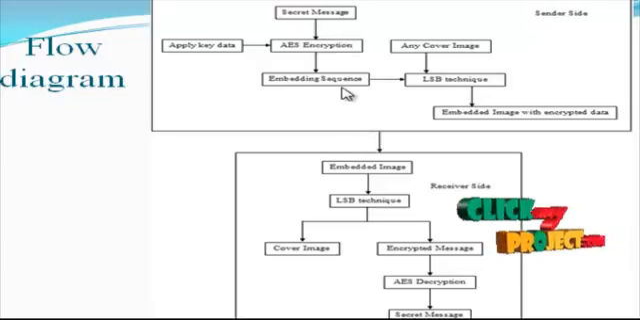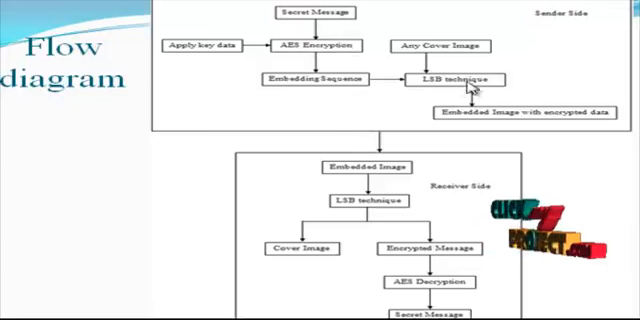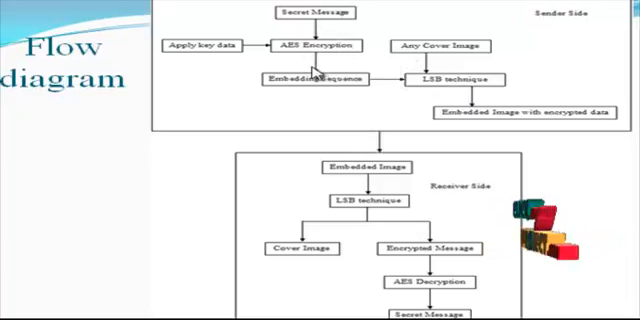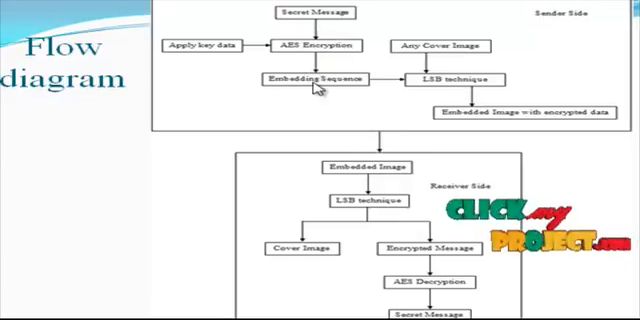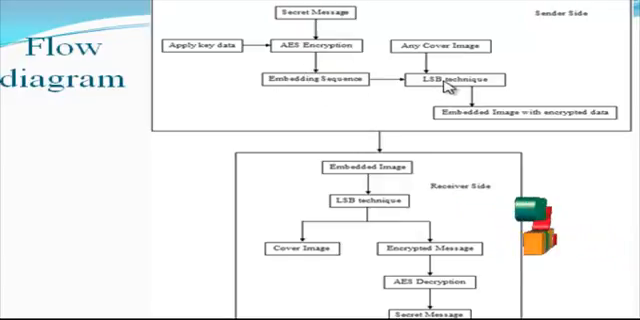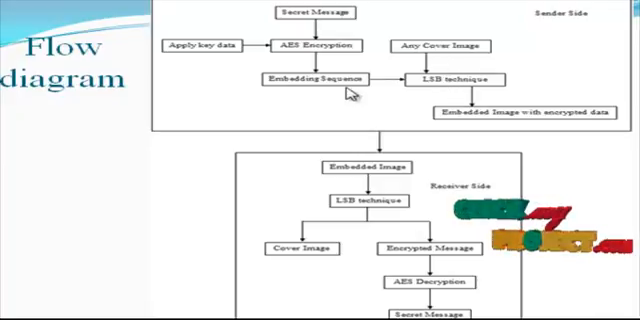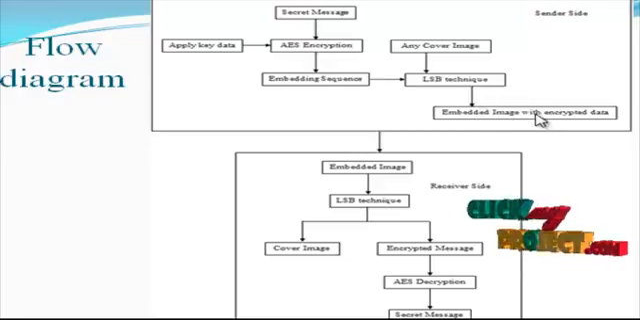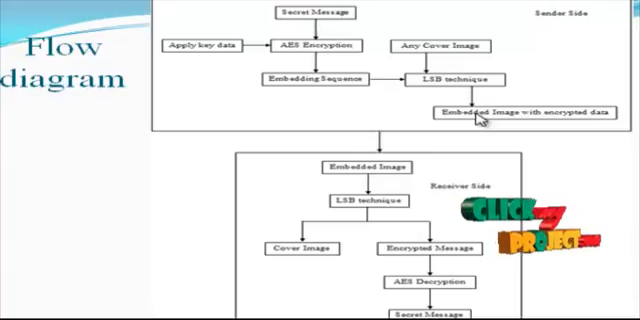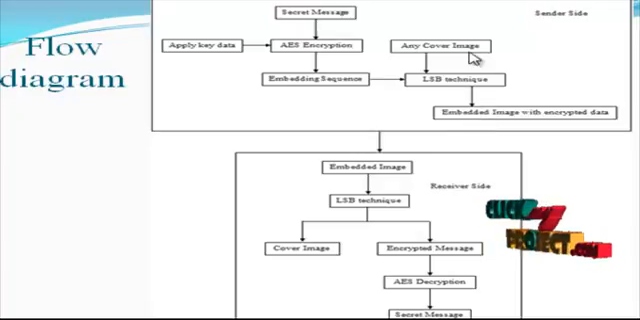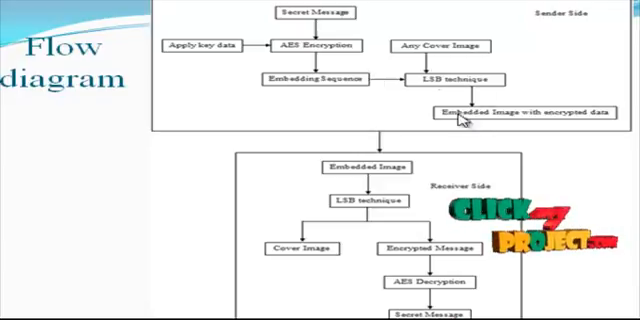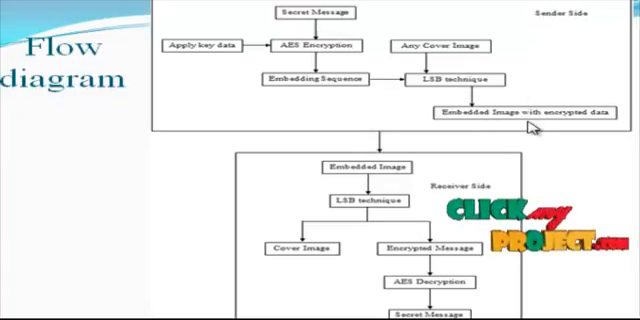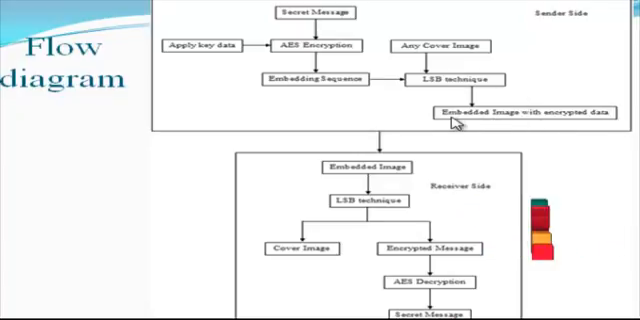Then the embedded sequence is passed to the LSB technique. The LSB technique embeds the encrypted data bits into the selected image. The encrypted data bits and the image are passed into the LSB technique. The least significant bit technique embeds the encrypted data into the cover image. This is the overall final output, the encrypted image with the encrypted data. The encrypted image looks like the same cover image. The encrypted data is added by the LSB based technique at the 3-band level, the R, G, and B bands, embedded with the encrypted data.